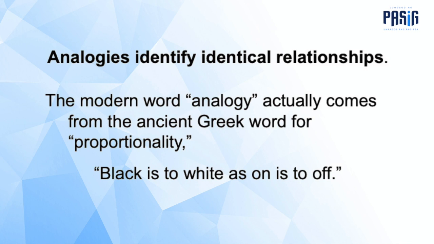These analogies take the form of A is to B as C is to D. An example of an analogy that identifies an identical relationship is black is to white as on is to off. In this example, the relationship between black and white, that they are antonyms or opposites, is exactly comparable to the relationship between on and off. On and off are also opposites.